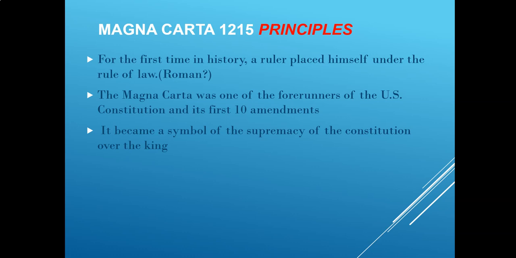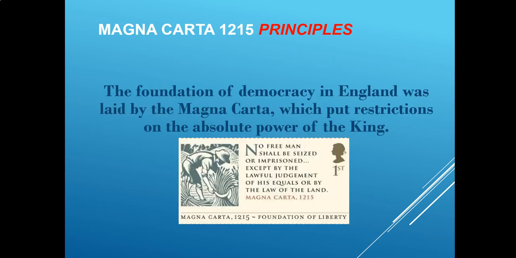You, king, have restrictions. The Magna Carta was one of the forerunners of the U.S. Constitution and the first 10 amendments, which we know right now as the Bill of Rights. It became a symbol of the supremacy of the Constitution over the king. By the way, this is a principle that we use here in the United States, that the rule of the land is the Constitution. It doesn't matter what the president says. It doesn't matter what Congress says. Everything that is passed, everything that is enforced has to be in one way or another backed up by the Constitution written by the founding fathers of this nation.